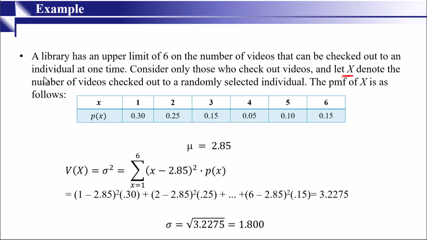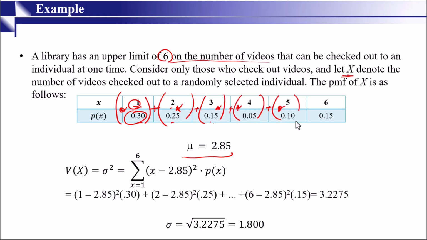A library has an upper limit of 6 on the number of videos that can be checked out to an individual at a time. Consider only those who checked out videos, and let X denote the number of videos checked out to a library-selected individual. Then we have the PMF here. So for 1, 0.30, for 2, 0.25, and so on. We can calculate mu like this: multiply each value by its probability and sum them, and you get 2.85.